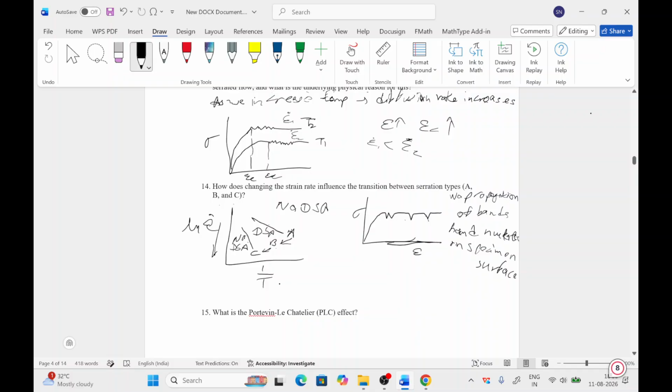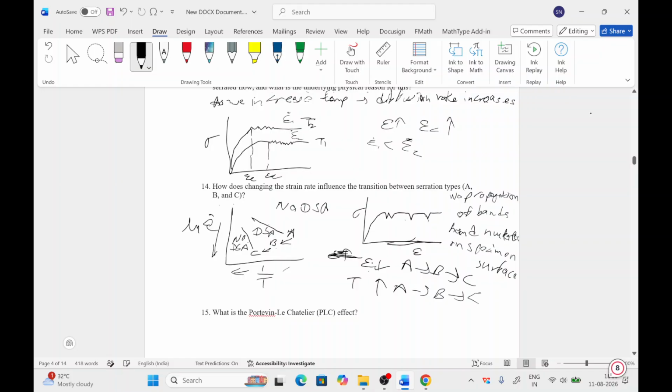And with increasing temperature, with increasing temperature means in this direction, the A, B, C occur. So from this figure, we can say that with the decrease in strain rate, the serrated flow changes from A to B to C. And with increasing temperature, the A to B to C occurs.